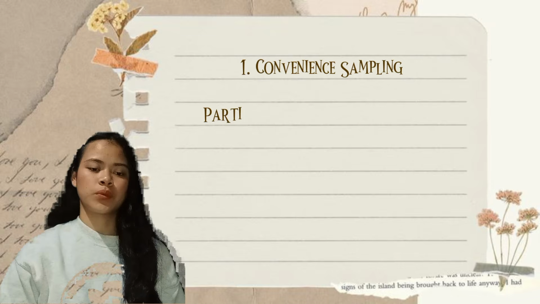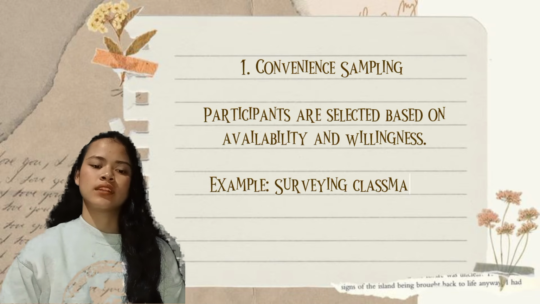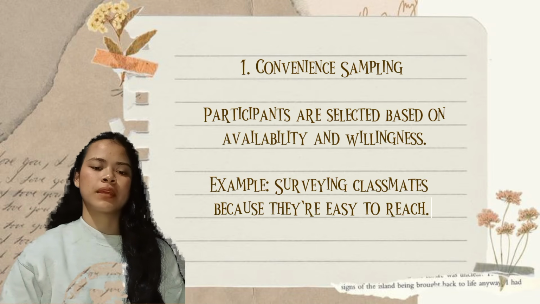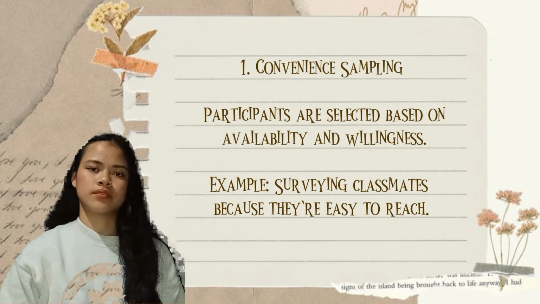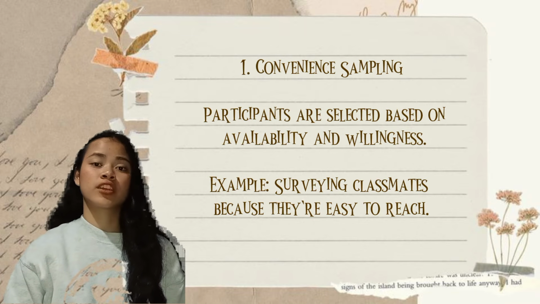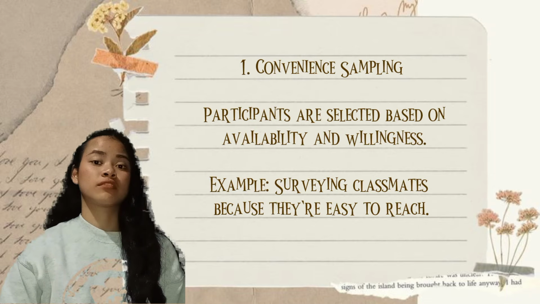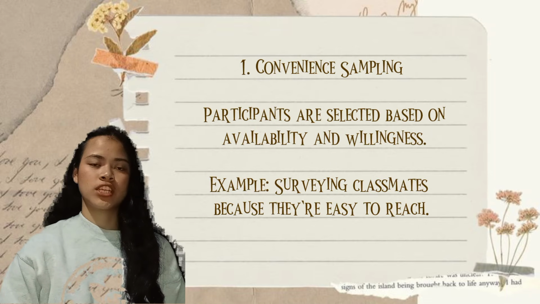This includes the following: convenience sampling. Participants are selected based on availability and willingness. Example, surveying classmates because they are easy to reach. Although fast, the results may not reflect the wider population.